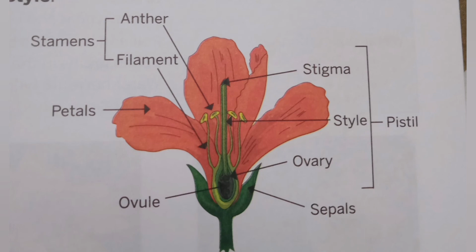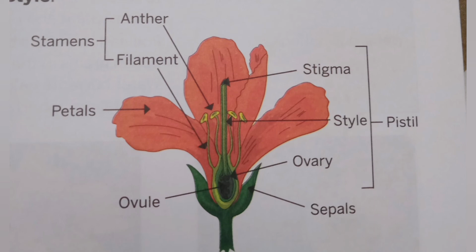Flowers that have both stamens and pistil are called bisexual flowers. This means if they have both the male and female parts, they are called bisexual, and they are also known as complete flowers. Flowers with only the male part or the female part are known as unisexual flowers, or incomplete.